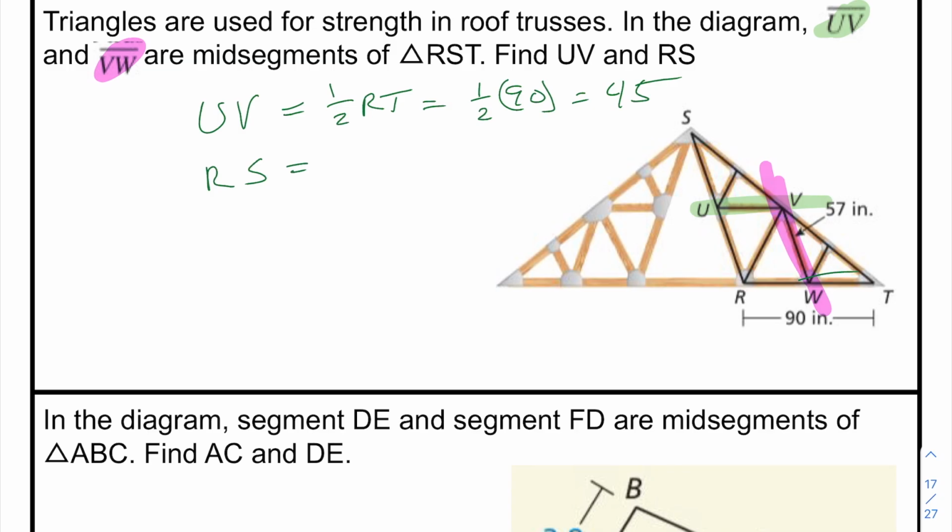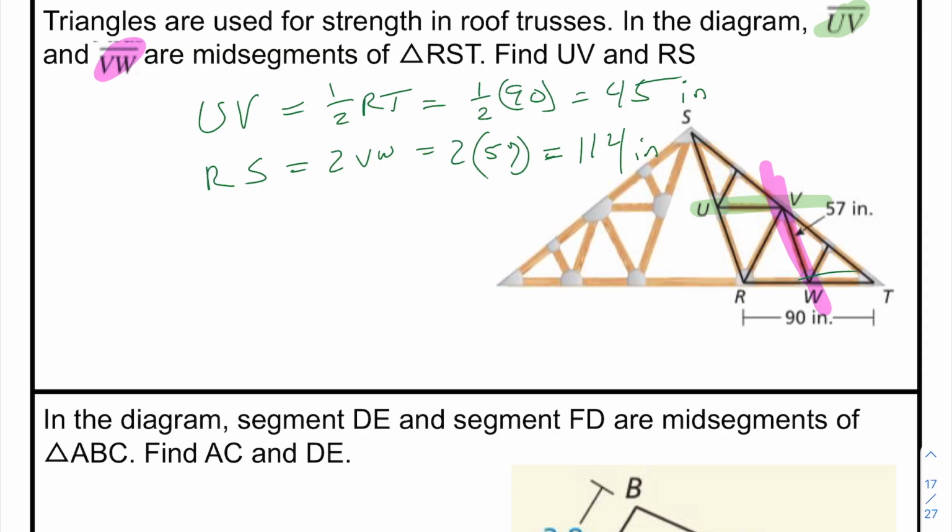RS, on the other hand, is not the mid-segment. It's the third side. And VW is the mid-segment. So RS is going to equal 2 times VW, which is 2 times 57, which is going to equal 114. And in both cases, it's inches. So that is how this is going to help us find different things.